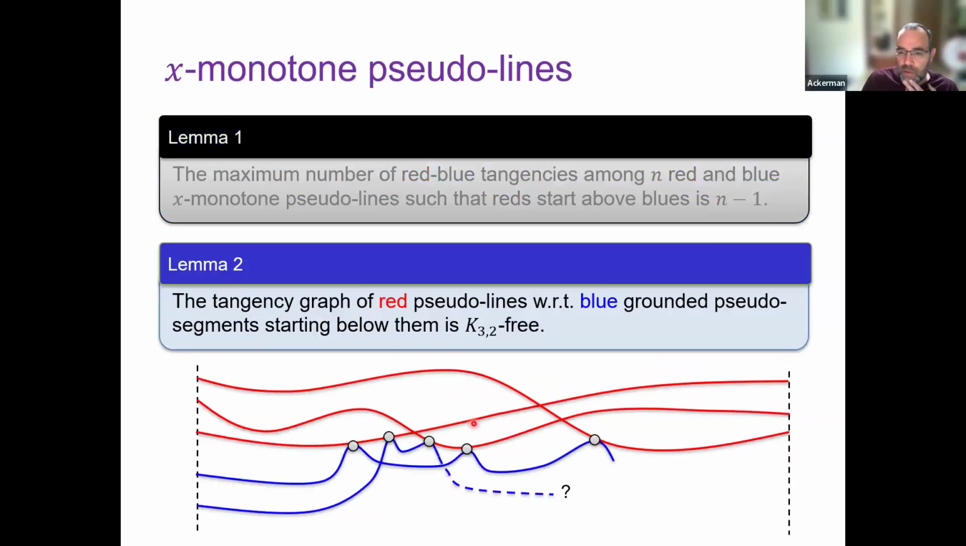Another lemma is about pseudo lines. We have red pseudo lines and blue pseudo segments, and their tangency graph can be shown to be K_{3,2,3}-free. So there are no three red pseudo lines that are all tangent to the same two blue pseudo segments. It's not hard to show.